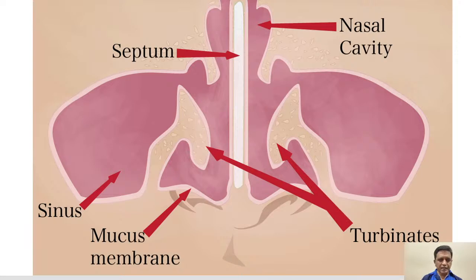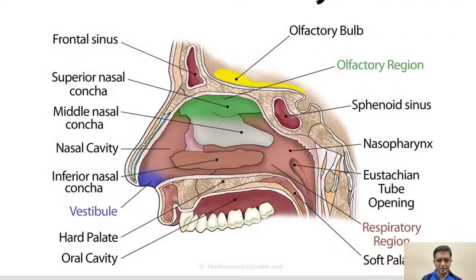If you look from the side, this is how it is. Three important regions. One is the vestibule, another is the respiratory zone, and you have the olfactory zone here, right on the top. And as you know, this is the top. This is the root, and this is the apex of the nose.